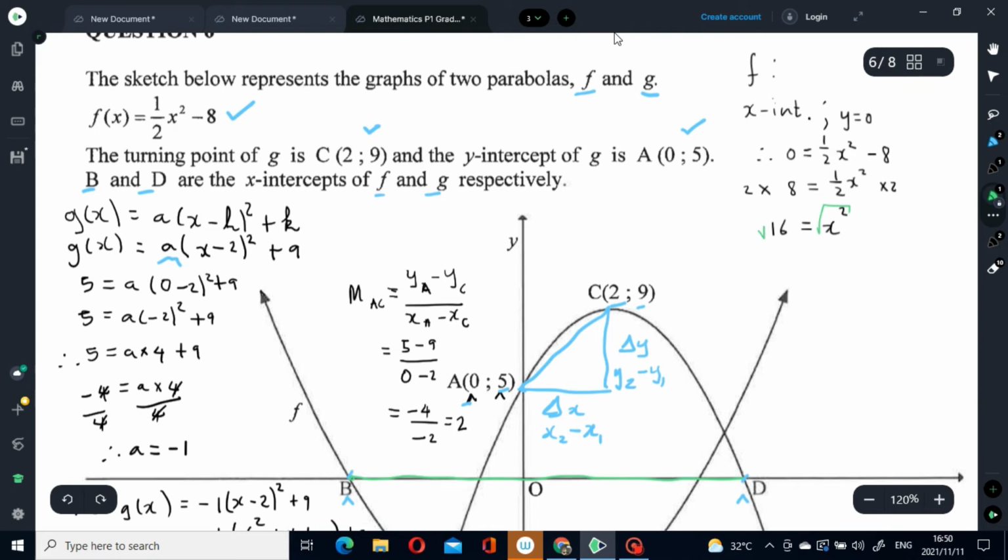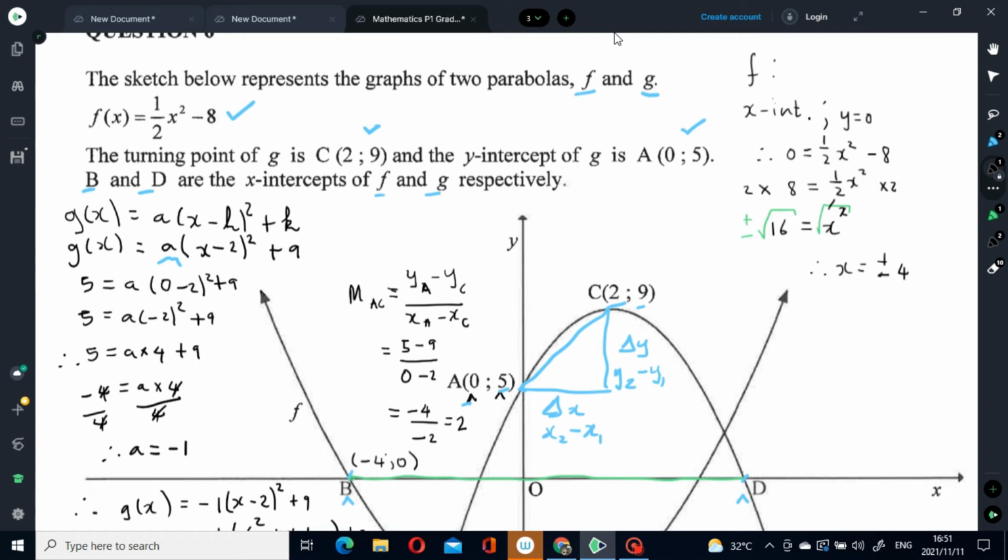Square root. Don't forget to put plus minus. Very important. A lot of students forget to put that plus minus. Therefore, x, the square root and square cancel out. X should be plus minus 4, right? Plus minus 4. So that already gives us the coordinates for B, which is -4 and 0. X is -4 and y is 0, right?